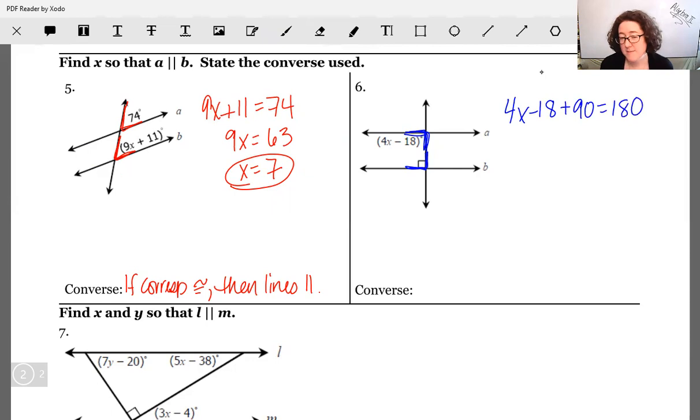So again, I'm actually going to go against what I've done in previous problems because I see that I have a 90 and a 180, and I know that those go together very nicely. So I'm going to go ahead and subtract a 90 from both sides. And I'm going to pause here for a second.